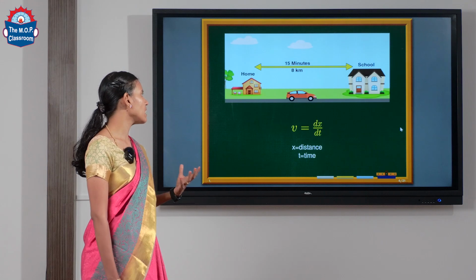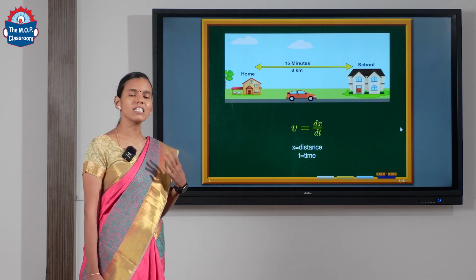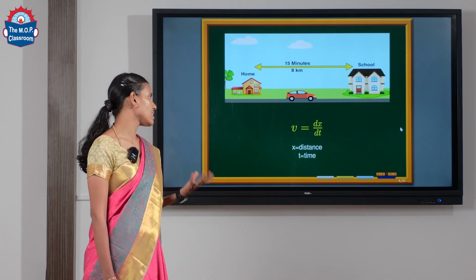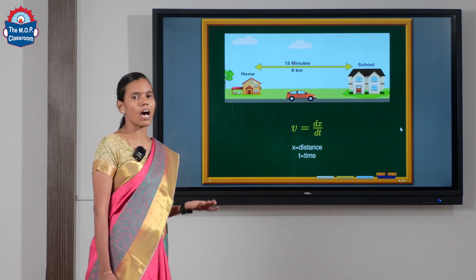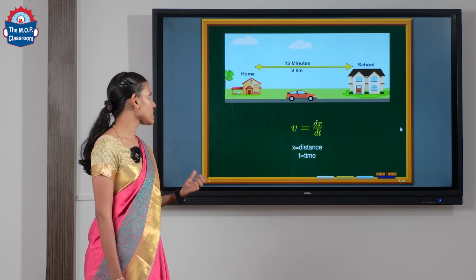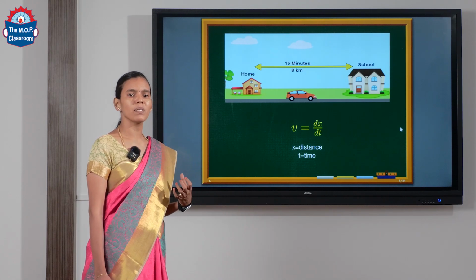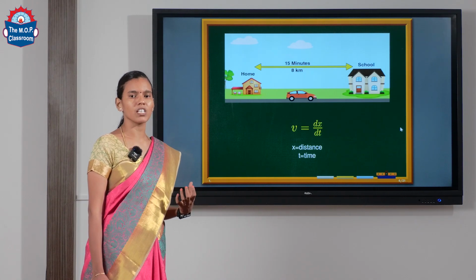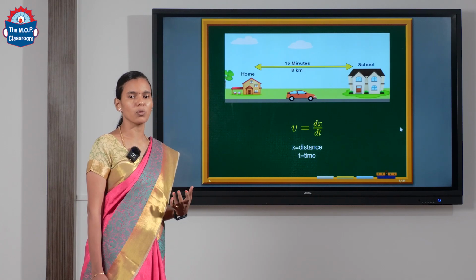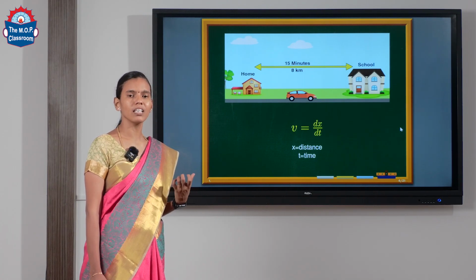It is given by dx/dt, where x is the distance that we have traveled and t is the time taken. So the time here is our independent variable and x is the distance that we have covered. So for these types of examples and many real life applications, we implement the differential equation in order to calculate the thing that we need.